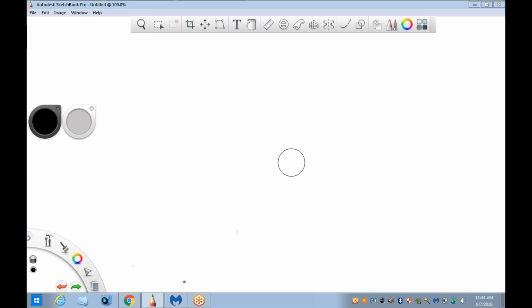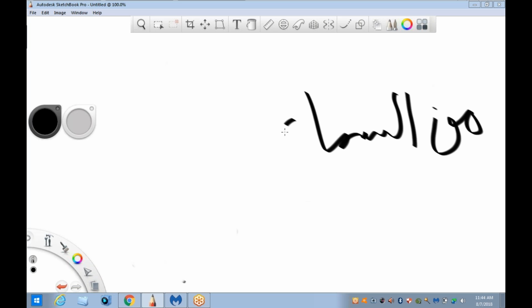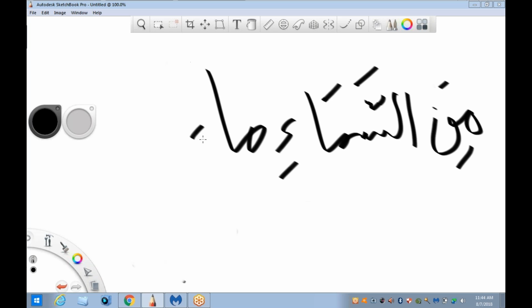In the likes of these words, these are ayahs from the Quran. Min as-sama'i ma'a. This is a hamza and this is a hamza. You're not going to say min as-sama'i ma'a smoothly. You're going to say min as-sama'i ma'a, with the hamzas clear.